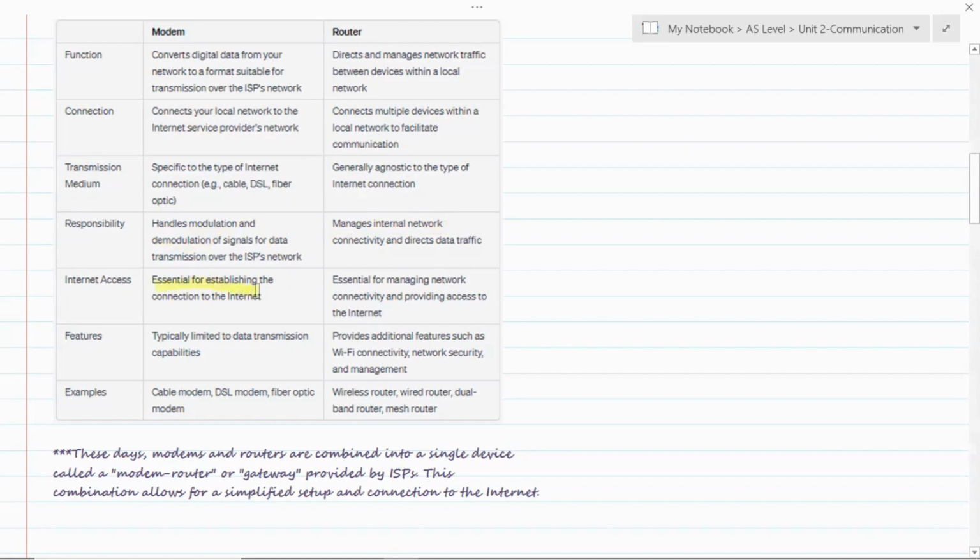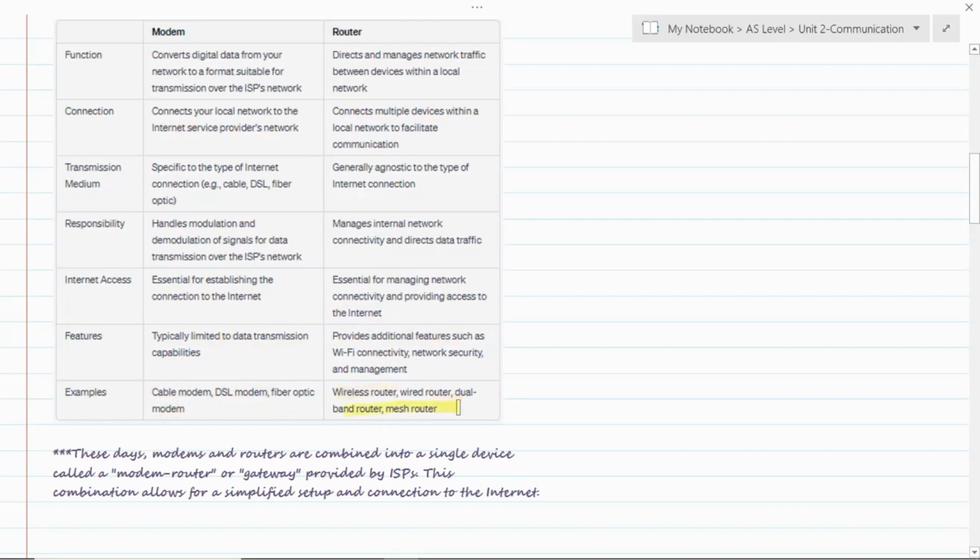Internet access: the modem is essential for establishing the connection to the internet, and the router is essential for managing network connectivity and providing access to the internet, right? So both are essential. Features: modems are typically limited to data transmission capabilities, and routers provide additional features like Wi-Fi connectivity, network security, and management. Examples for modems are cable modems, DSL modems, fiber optic modems. And for routers, we have wireless routers and wired routers, along with dual band routers and mesh routers.